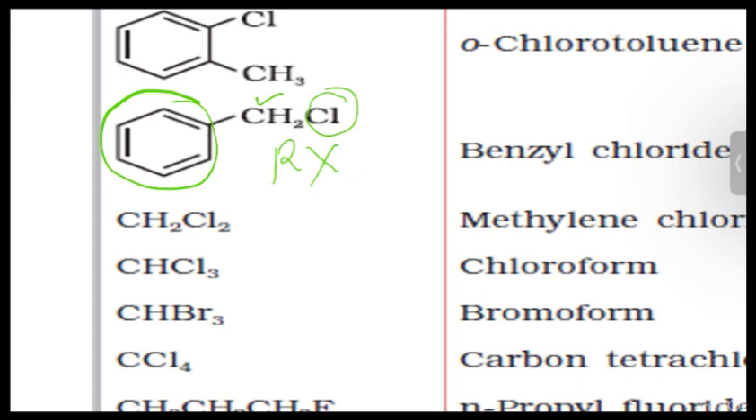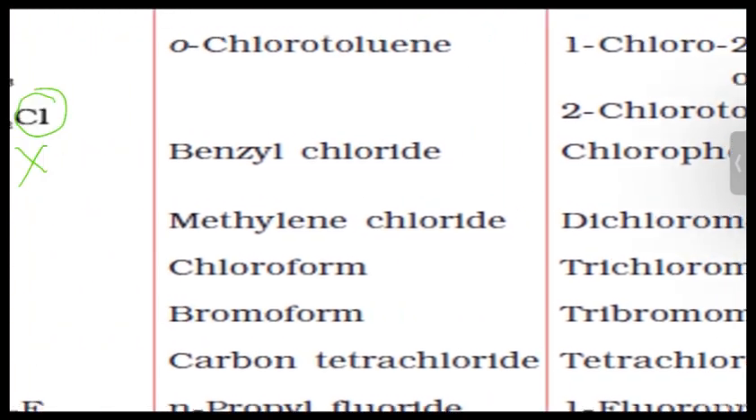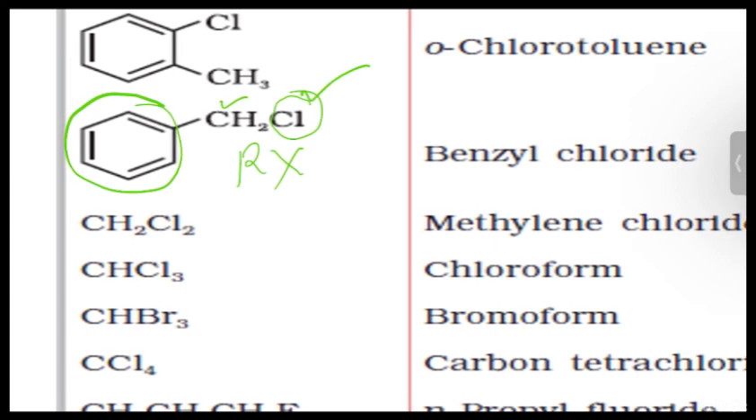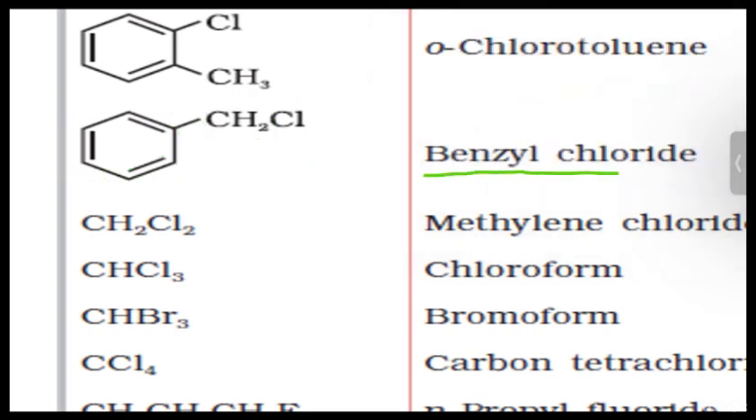So the name will be, the IUPAC name I am talking about. It is chloro and this is phenyl. Both are the substituents on one carbon, which is methane. So alphabetically when you write, chlorophenyl methane is the name. And common name, benzyl chloride.